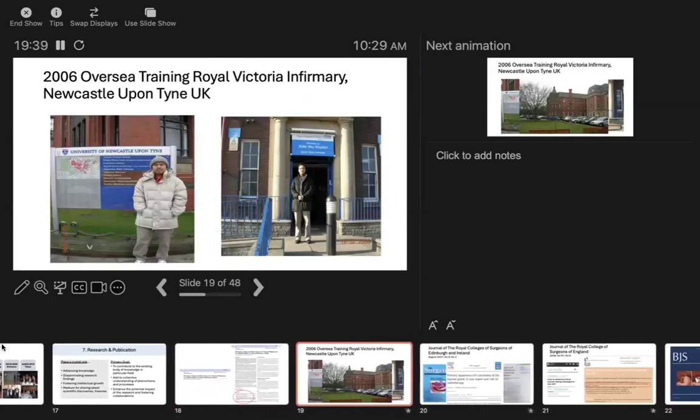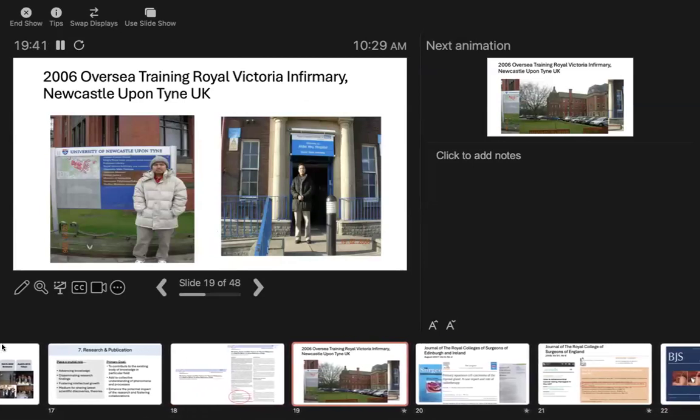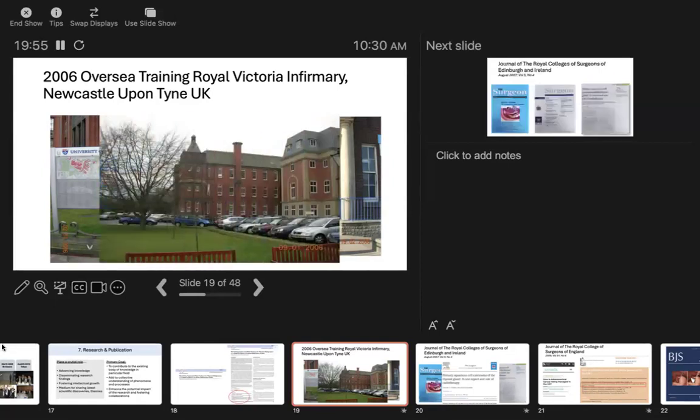This is in 2006 when I did my fellowship for 1 year in the UK, in Newcastle. And this is the hospital. It looks bad from the outside, but inside it's very nice.